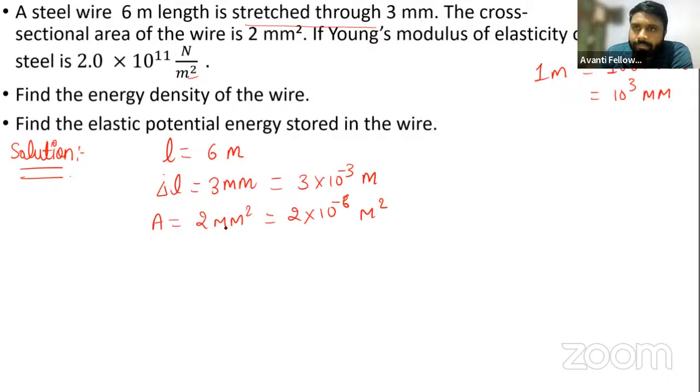Because mm is squared, 10 raised to the power minus 3 will be squared. Okay, that is minus 6. Y is given to you as 2 into 10 raised to the power 11 Newton per meter square. Okay, now you have to find out the energy density. We know that energy density, small u, is nothing but 1 by 2 times stress into strain.